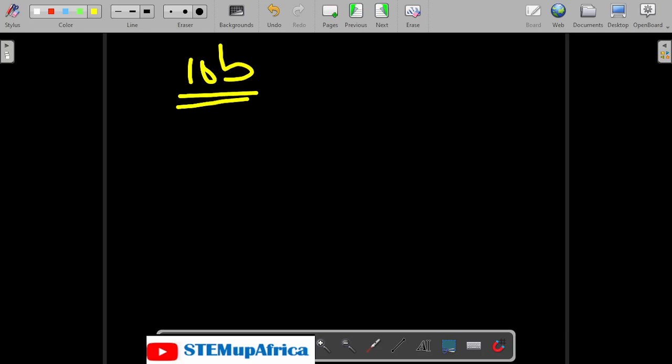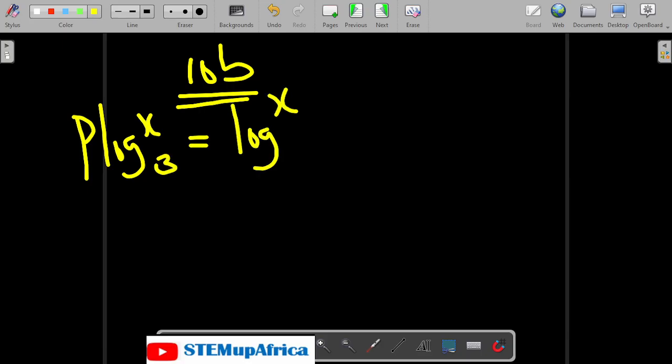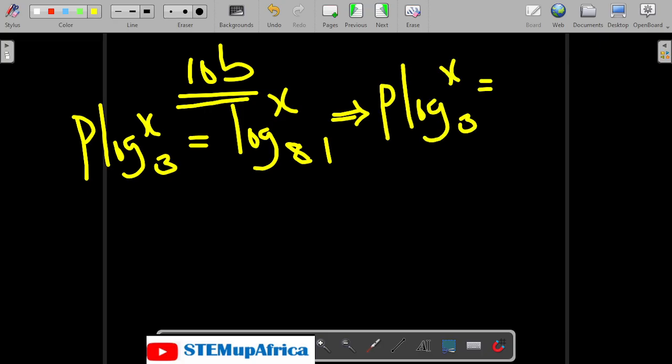They gave us p log x in base 3 equals log x in base 81. So this is a logarithm involving reduction of base. The lowest base here is 3, so I'm going to reduce every other expression to base 3. This will give us p log x in base 3.